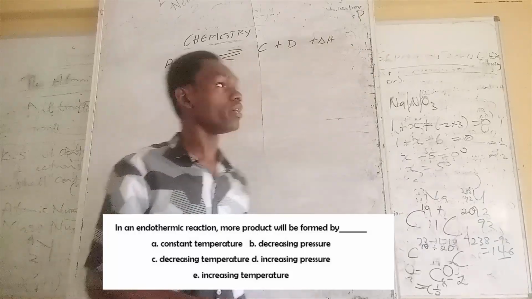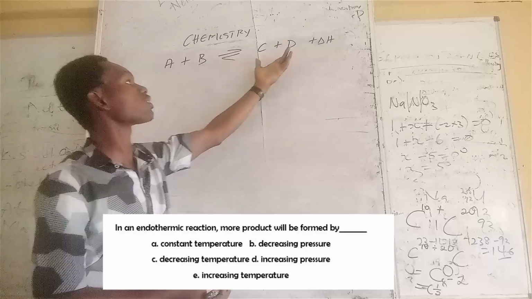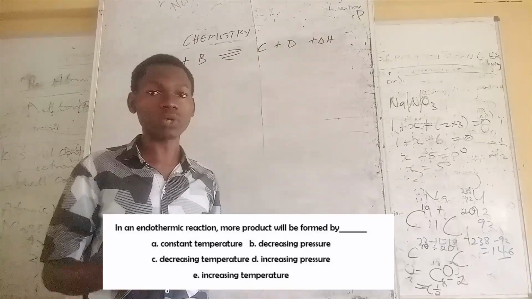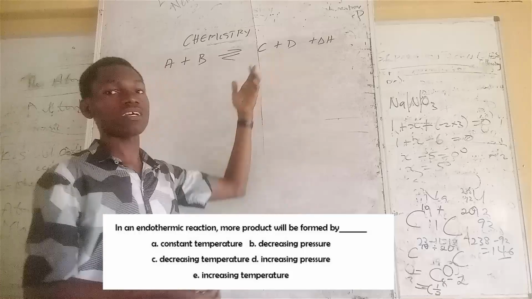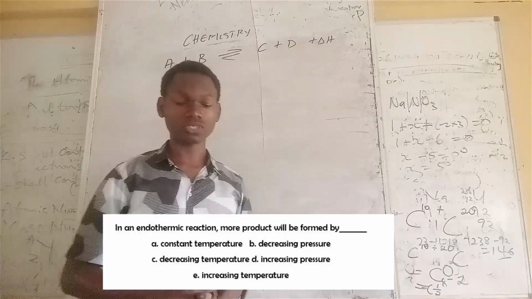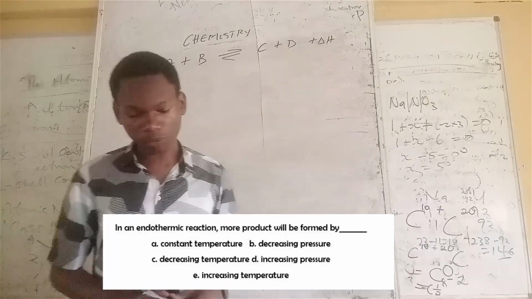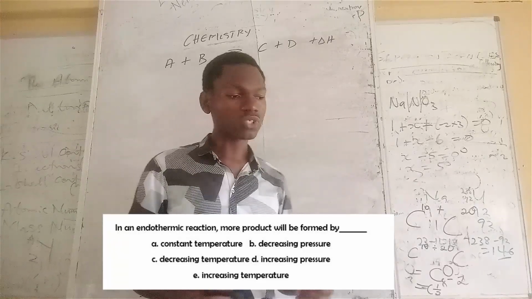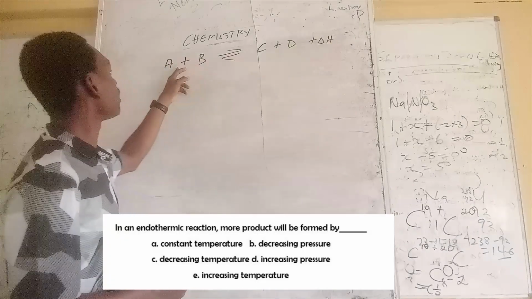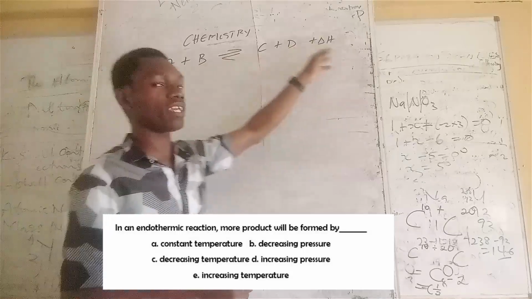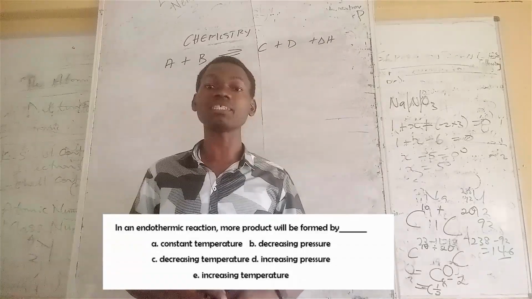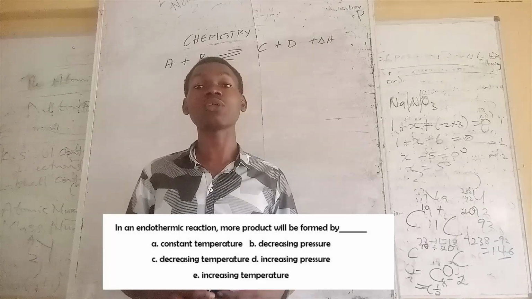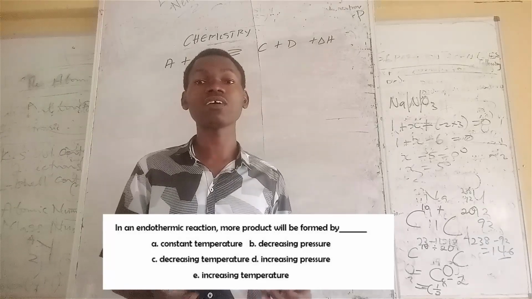So what will happen for us to get more of C and D? That is what the question is saying. That's the product. First of all, we have some options that talk about pressure. Because we are not given the volume of the reactant or the product, we are not given a specific volume.